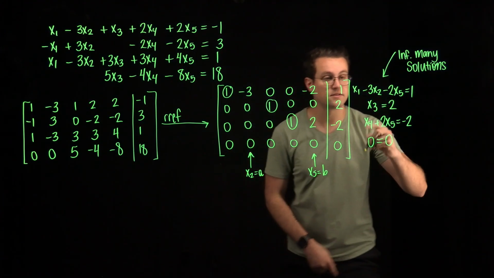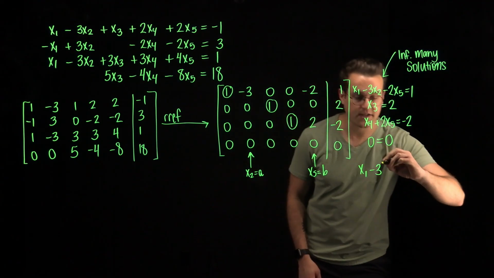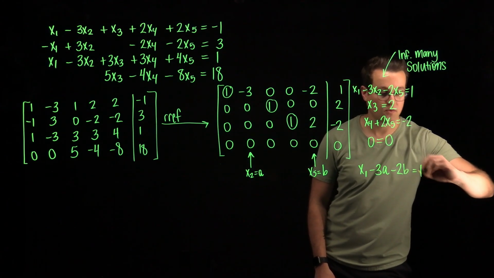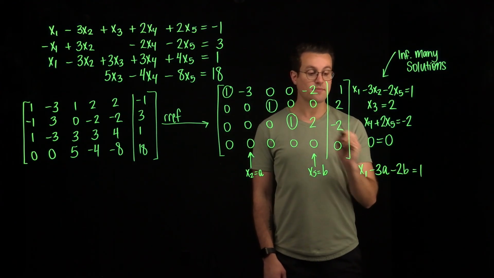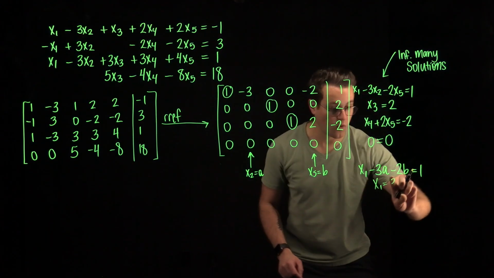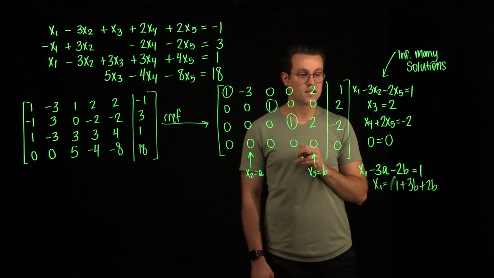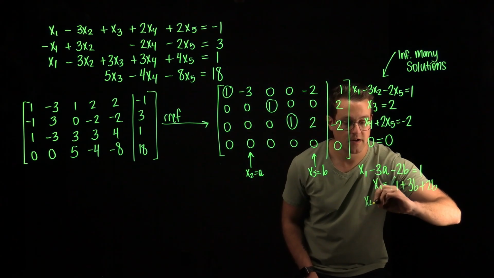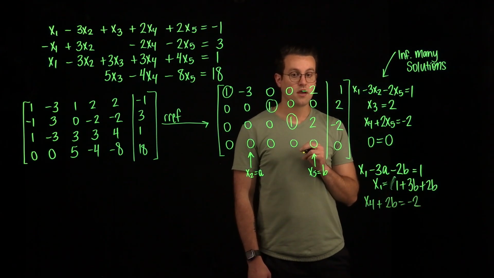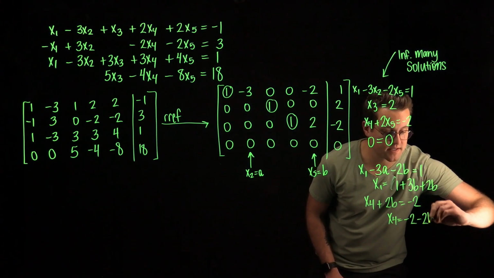So let's take this first equation, x1 minus 3 times x2. Instead of x2, I want to write that as a. So 3a minus 2 times x5. x5 is b, equals 1. Now I can solve this equation for x1 by adding 3a and adding 2b to both sides. So x1 is equal to 1 plus 3b plus 2b. Okay, then I'll do the same for x4. x4 plus 2x5, so 2b, equals negative 2. And now, again, solve for x4. x4 is equal to negative 2 minus 2b.